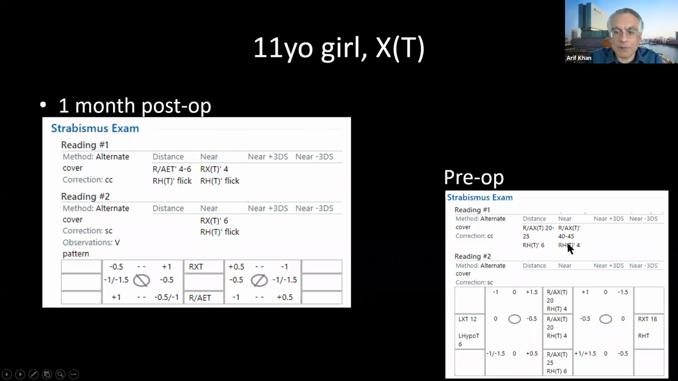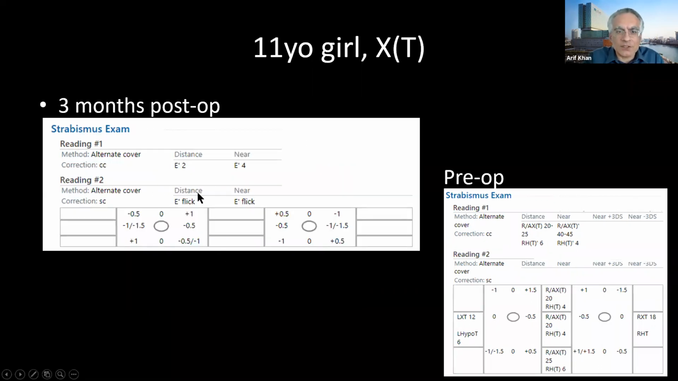Here was her pre-op. Look how both the 25 at distance and the 45 at near collapsed, even though we didn't do any slanting, we didn't do any of this biased recession that's in the literature. And here she is afterwards. Again, now she just has a small esophoria. It's really doing very well, even better than I had hoped for. Again, this distance near disparity collapsed without doing any of these slants or resections.